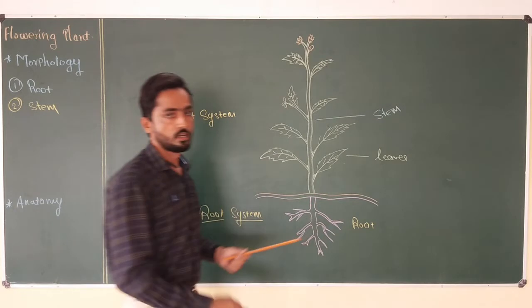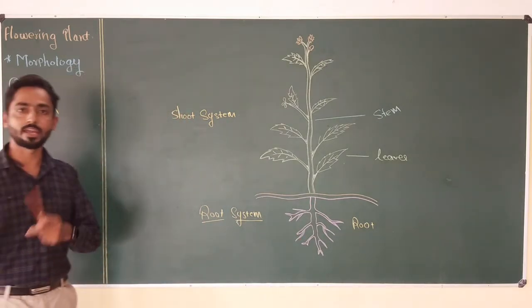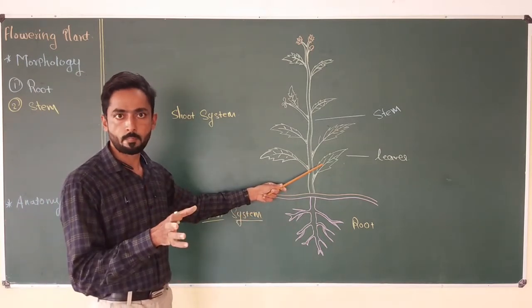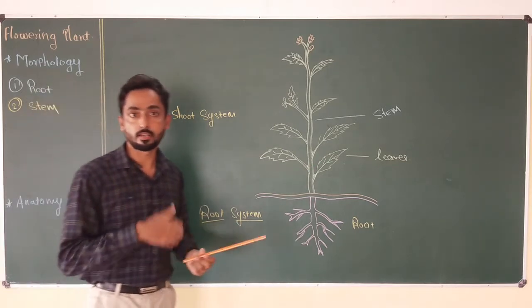So the leaves are the main organ which performs photosynthesis in the plant, which converts light energy into chemical energy, and the leaves are also differentiated into different types like simple leaf and compound leaves.